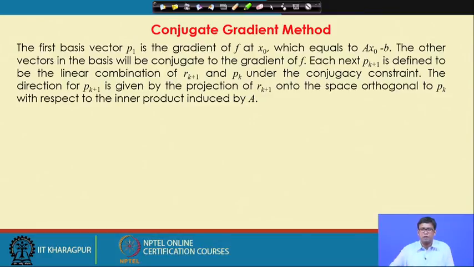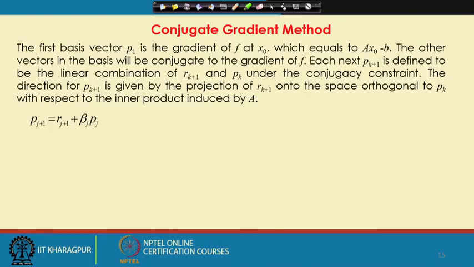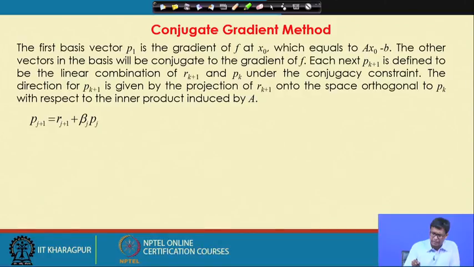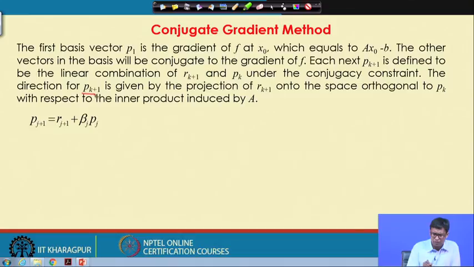It seems a little complicated, the way the mathematical formulation is put into a statement, but if we look into the step, for the direction of each next p k plus 1, the first p 1 is the same as A x 0 minus b, the residual. The next auxiliary vector is the combination of the new residual vector and the old auxiliary vector. This is how we are constructing it, fine.